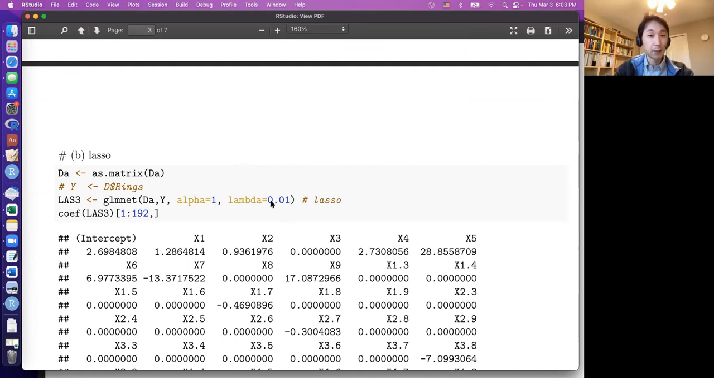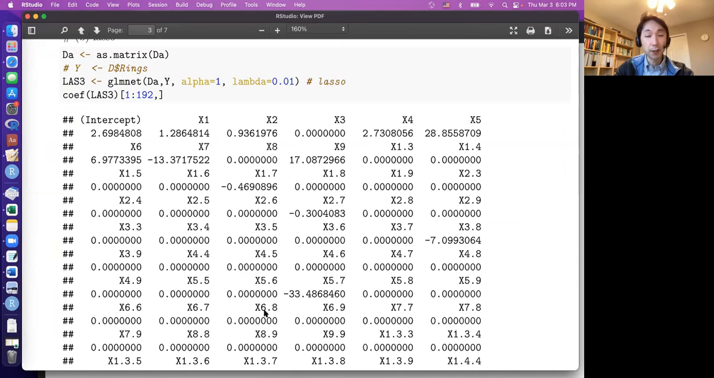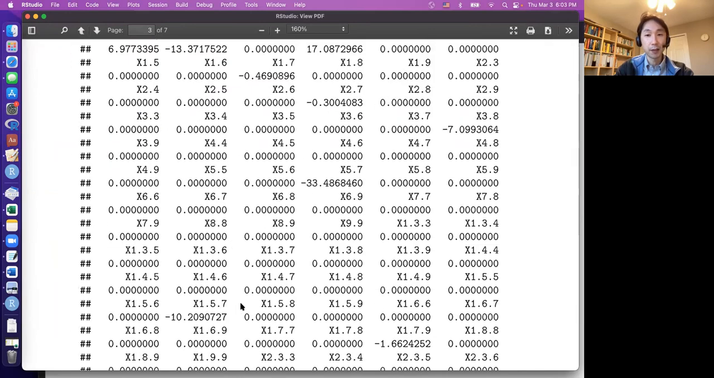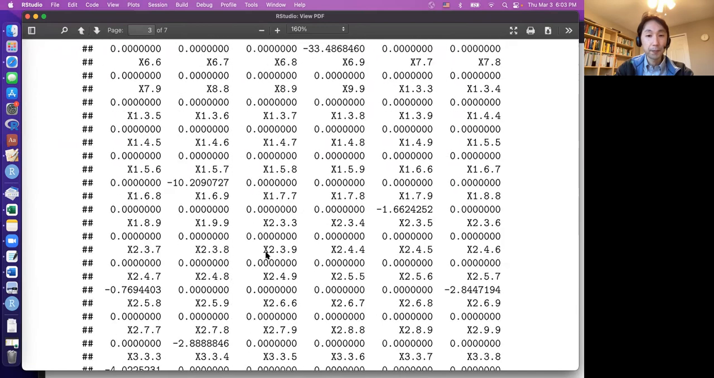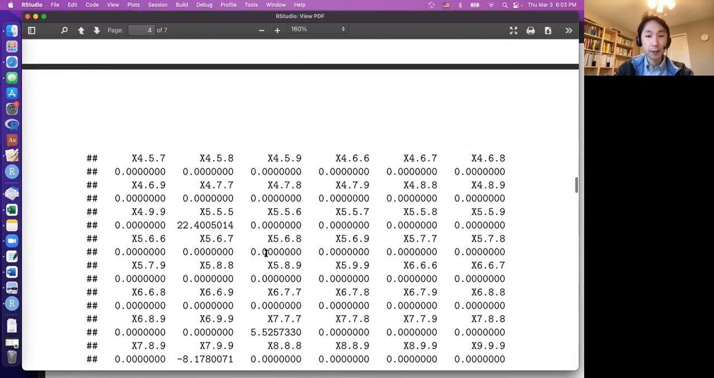Here is lasso with lambda equal to 0.01. Based on the lambda value, we get different results. When lambda is larger, more coefficients are 0. Even when lambda is 0.01, many of them are 0 and only a few are non-zero. So these are the coefficients.